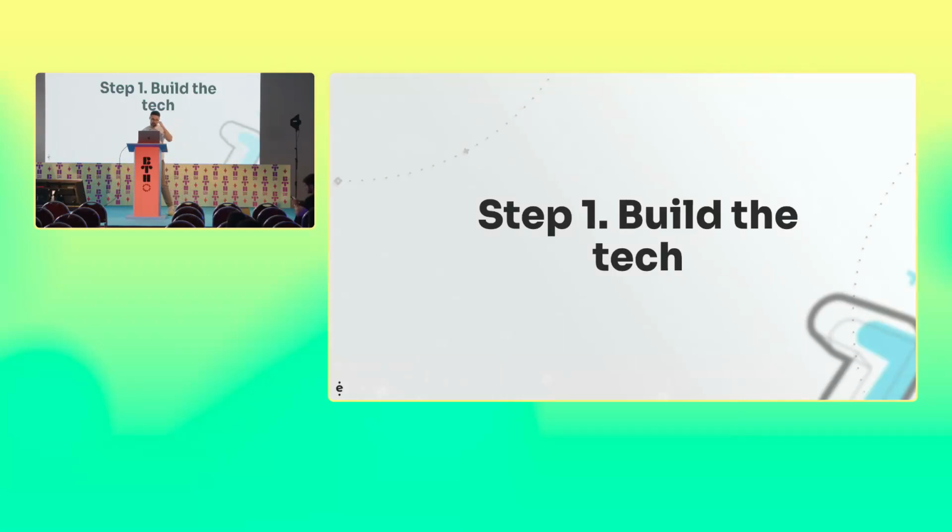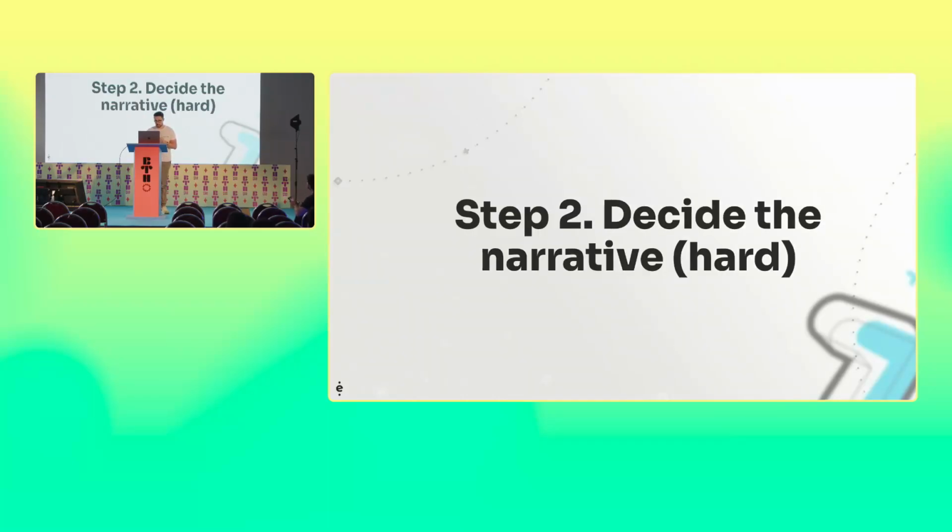Step 1 is you've got to build the tech. This should be obvious. Lots of protocols might launch a token without building the tech, so how the hell is anyone going to build on it? That sounds far more exciting than this. One is you've got to build the tech of your protocol. I'm sort of assuming protocols do that for free. 2 is decide the narrative.